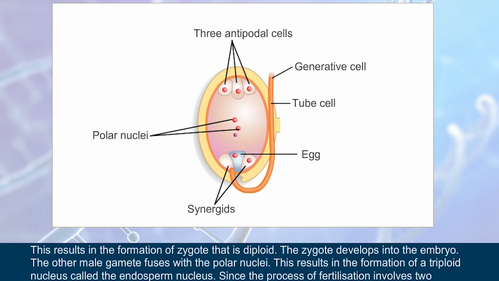This results in the formation of zygote, that is diploid. The zygote develops into the embryo. The other male gamete fuses with the polar nuclei. This results in the formation of a triploid nucleus called the endosperm nucleus. Since the process of fertilization involves two fusions, it is called double fertilization.